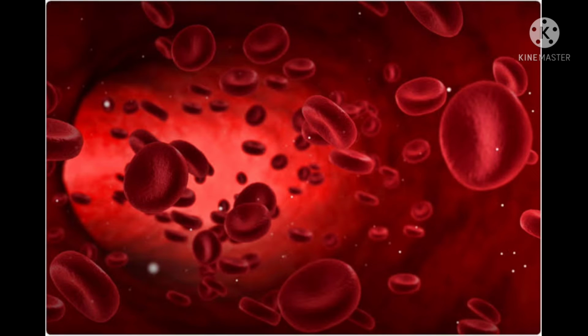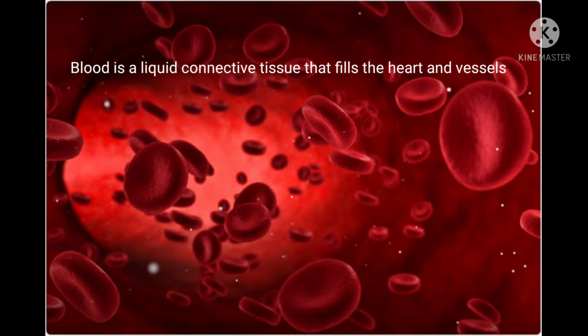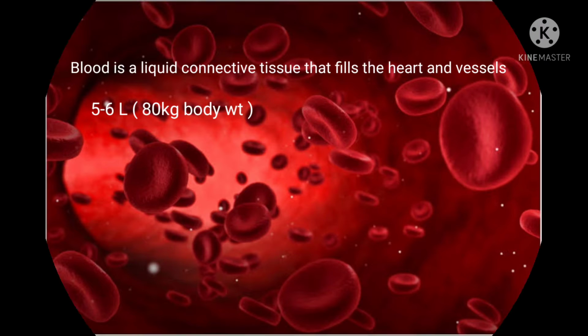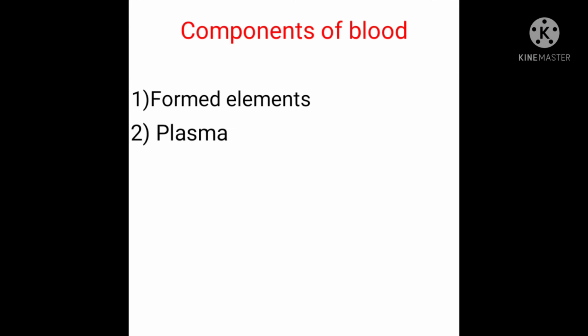So what is blood? Blood is a liquid connective tissue that fills the heart and blood vessels. The average volume of blood is 5 to 6 liters, which is about 80 kg of body weight. The components of blood are formed elements and plasma. The formed elements constitute RBC, WBC and platelets.